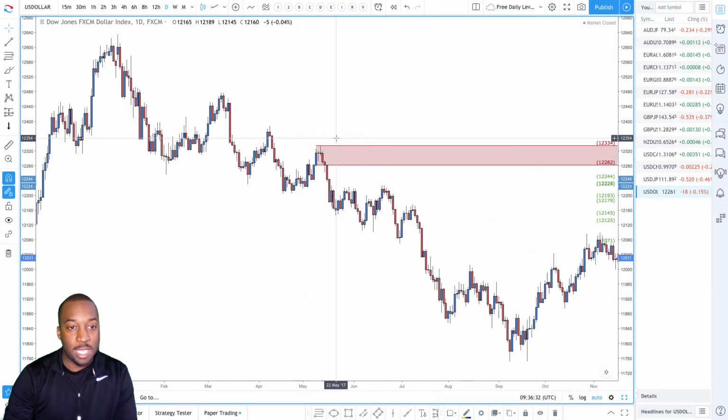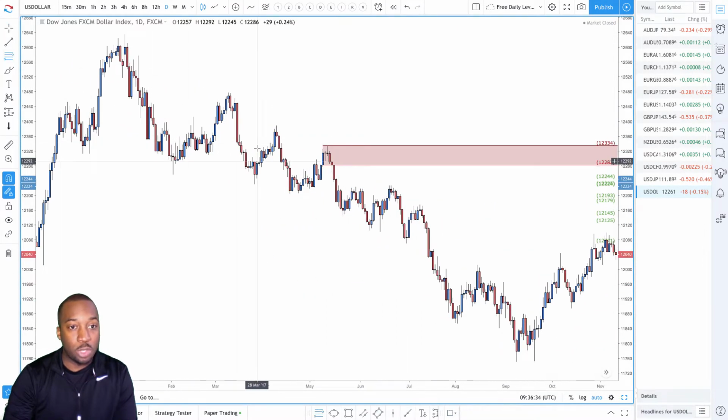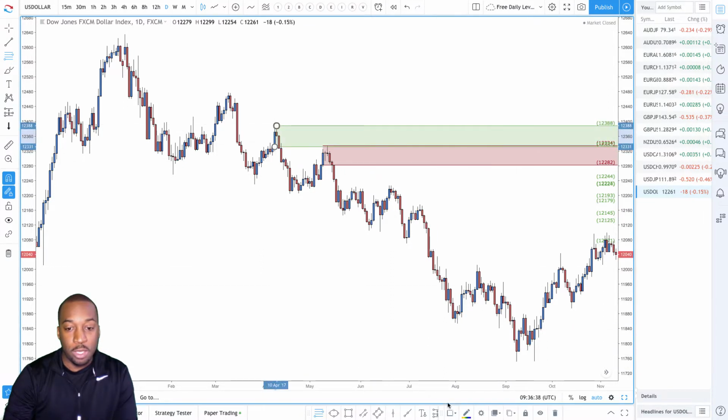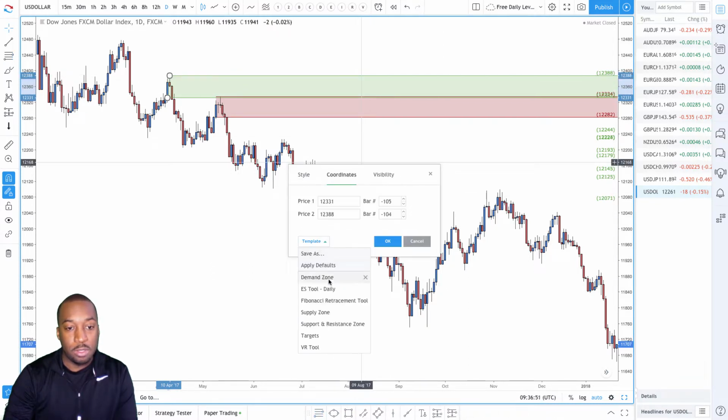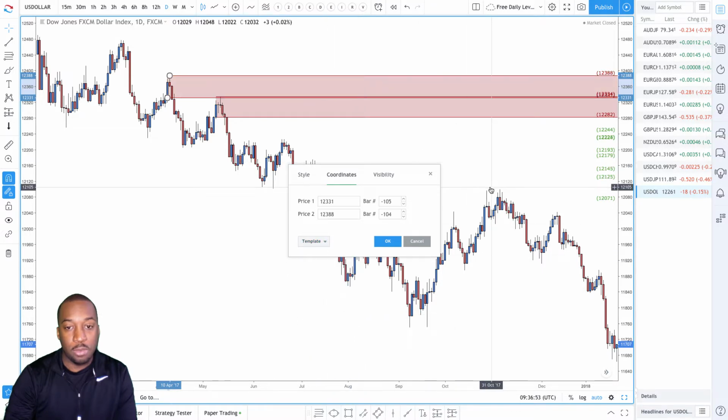So here are the two demand zones right here, and we've come up into this long-term supply zone here. You can see that we are reacting now. Doesn't mean that you should be taking every single demand or supply zone. What you're looking for is value. So at the moment, this is an expensive area, right? Supply, here we go.